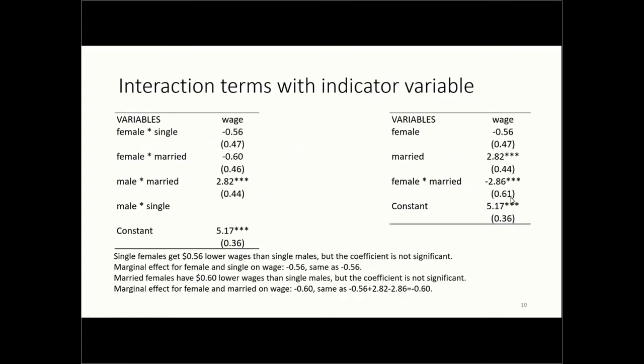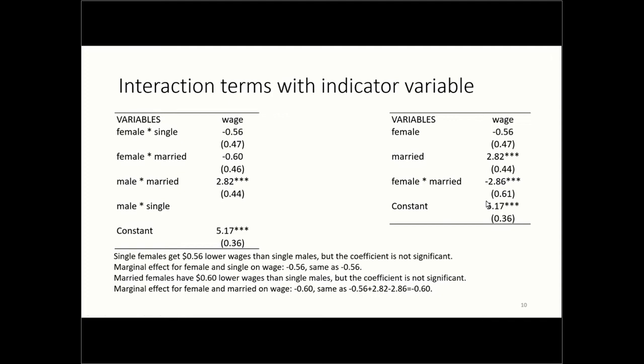So now when we estimate the models, the two different ways of estimating the same model, here is what we find. In this first regression, we have wage regressed on female times single, female times married, and male times married. Notice that male times single was the reference category and it's omitted, so there's no coefficient for this. So these are the coefficients that we have. This is the other model where we have female, married, and then female times married as an interaction variable. And these are the coefficients that we have.